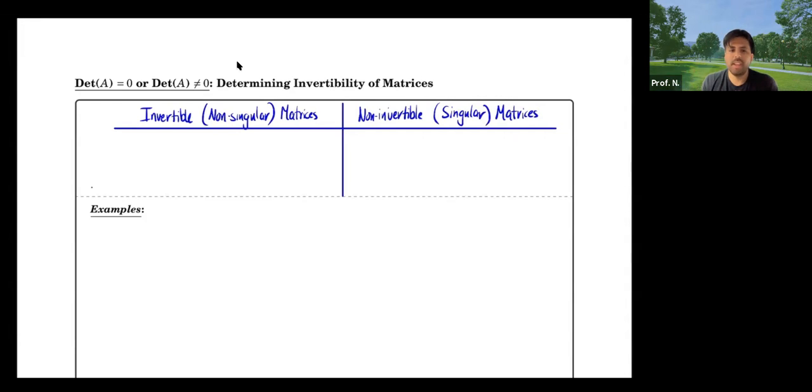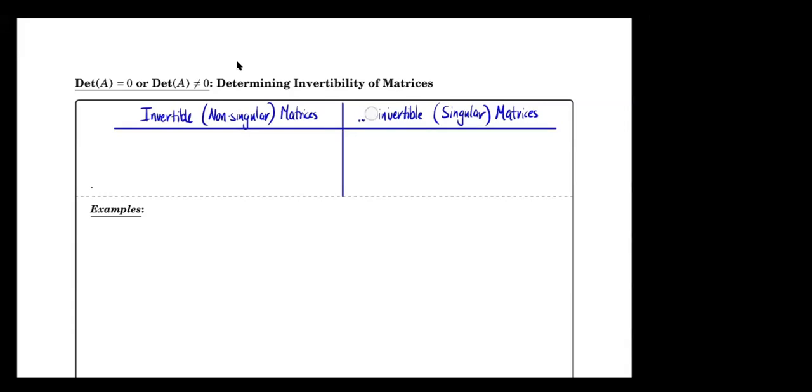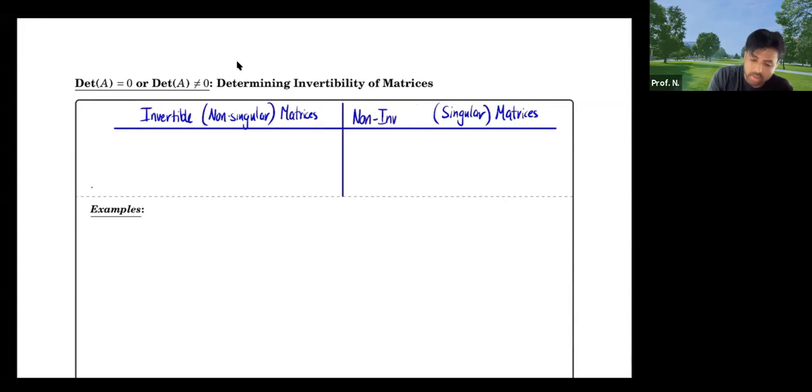So which one do you think has a non-zero determinant versus a zero determinant? So yes, Baldwin. So the non-singular matrices have a non-zero determinant. The non-singular matrices have non-zero determinant. Yes. How come?